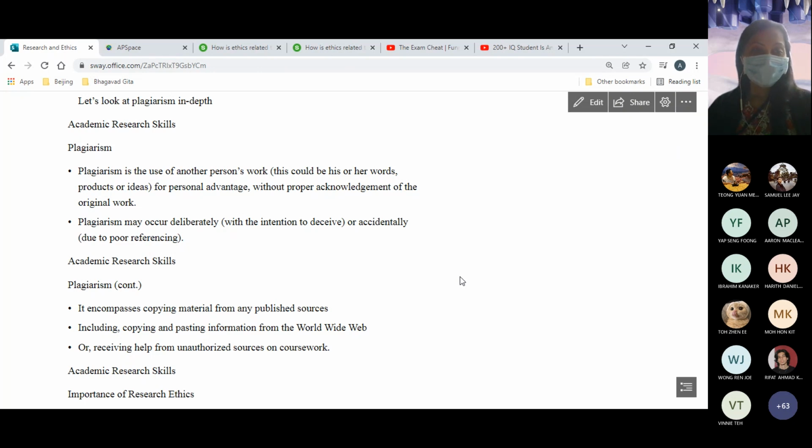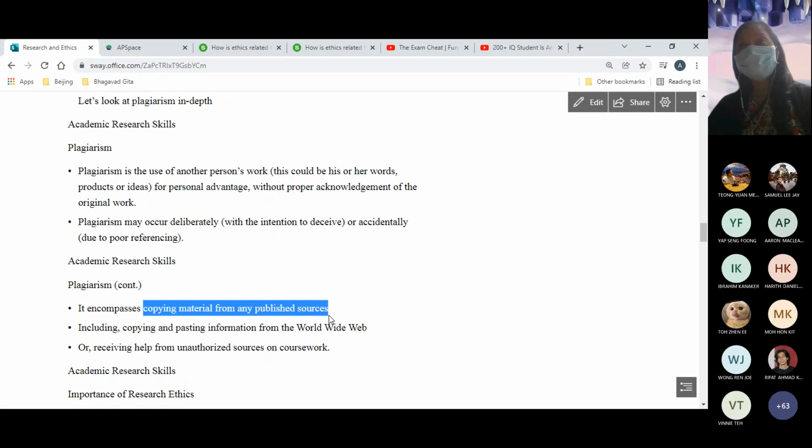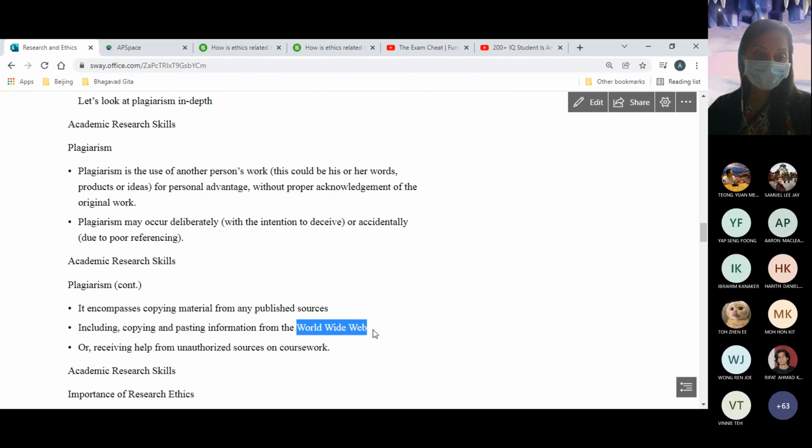Okay, now plagiarism is when you copy materials from any published or even unpublished sources, like assignments, your seniors' assignments, assignments of the previous intake. Those works are not published, but it is still considered as plagiarism. So it's not just whatever you copy from the internet. Even if it's not from the internet, that is also considered plagiarism.